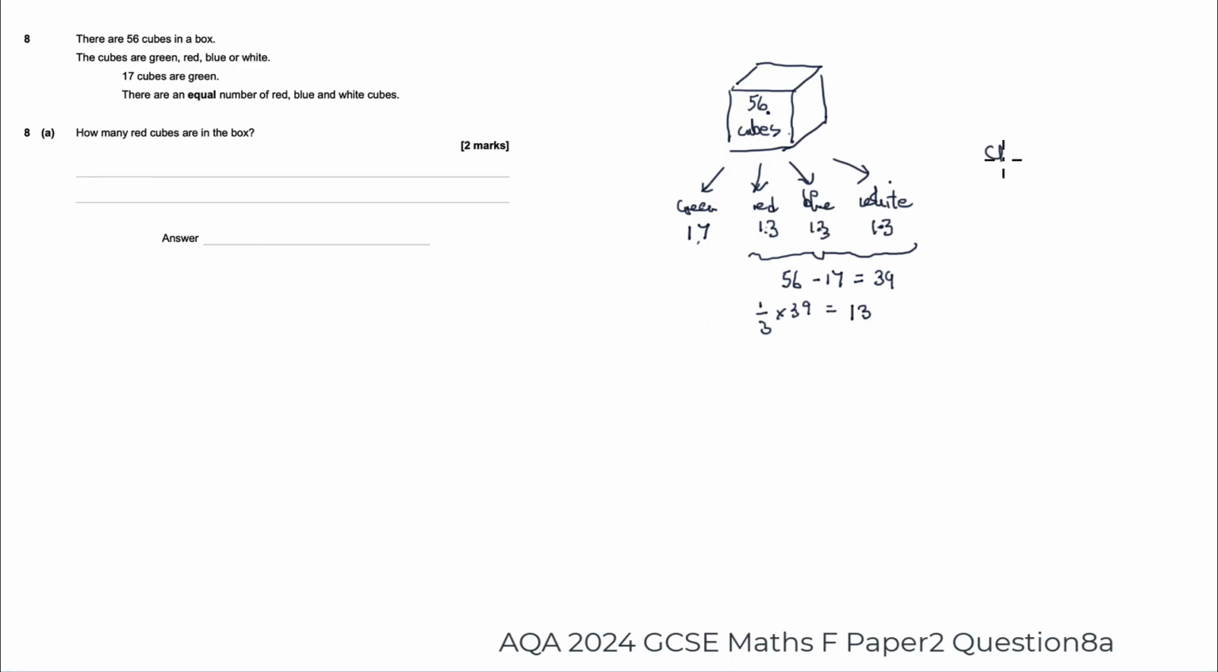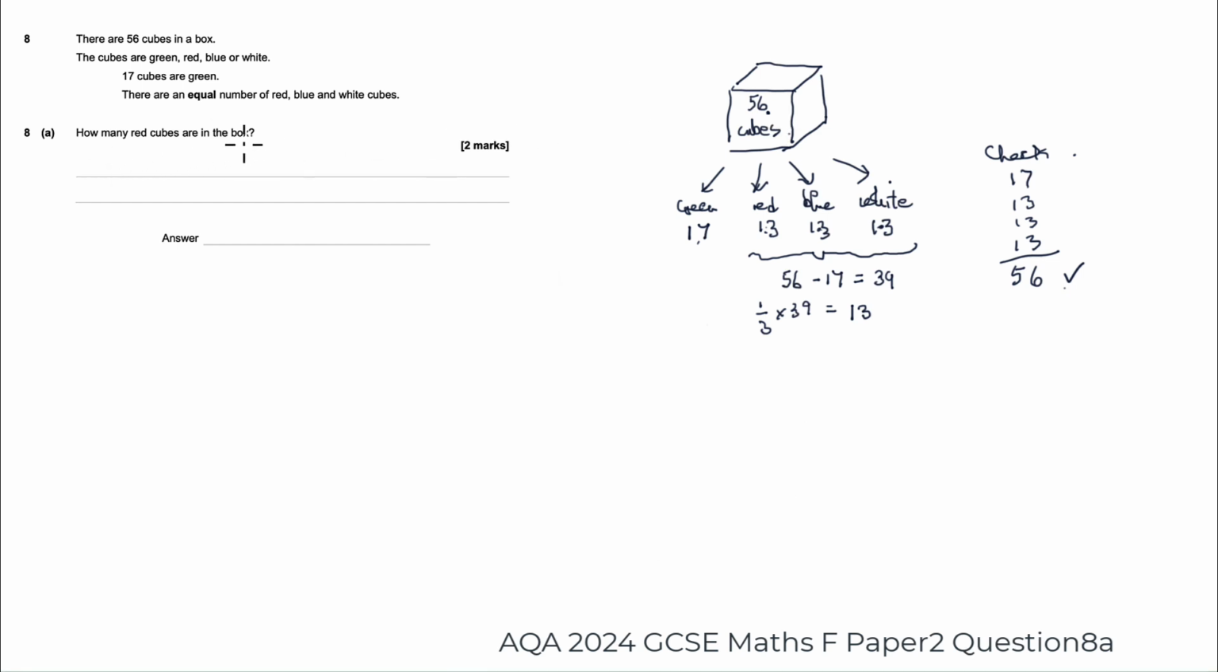Now, you'd maybe be wise at this point to check that 17, add 13, add 13, add 13 does indeed come to 56. That's easily done in your calculator. So things are going okay. So we know precisely what's in there.